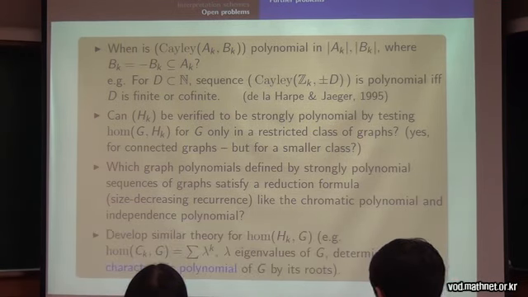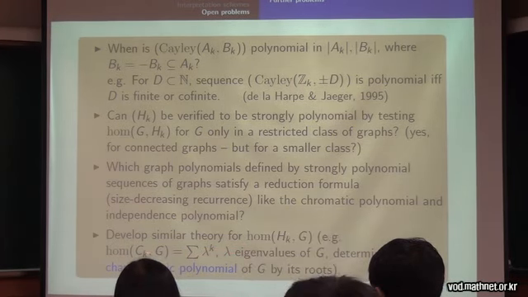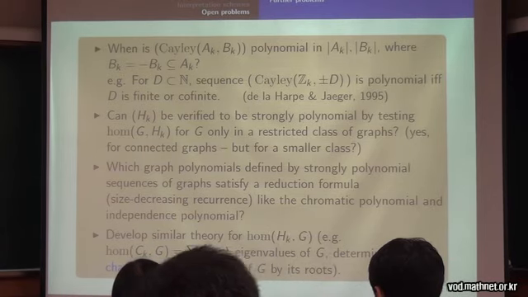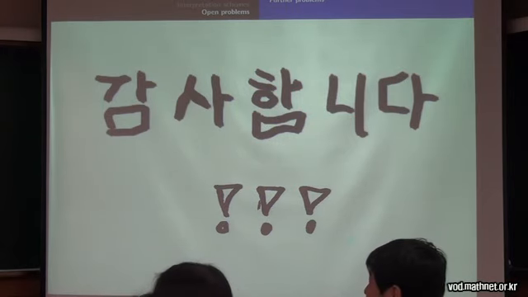And then develop a similar theory for homomorphisms from a sequence to a graph, because if you're familiar with the characteristic polynomial, this sort of arises naturally.